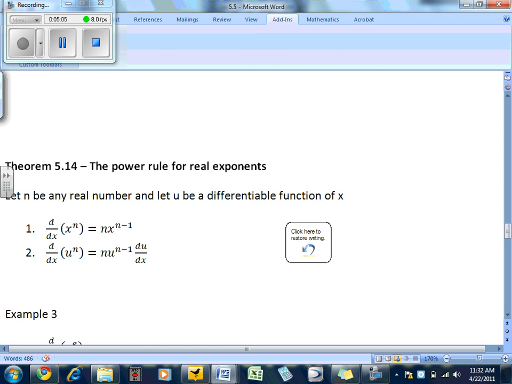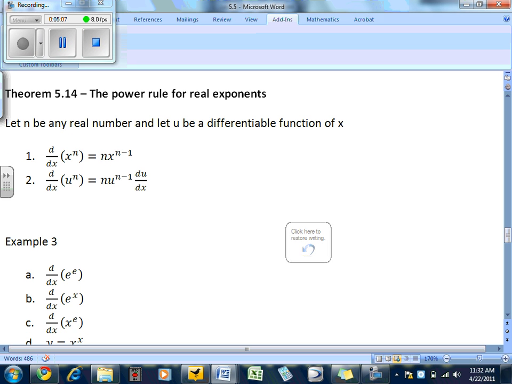All right, power rule for real exponents. Let n be any real number and let u be a differentiable function. So let's say it's just kind of like an overview of our power rule. You know, bring down the power, subtract it by 1. But we've got to realize what we have for a power. So e to the e down here.